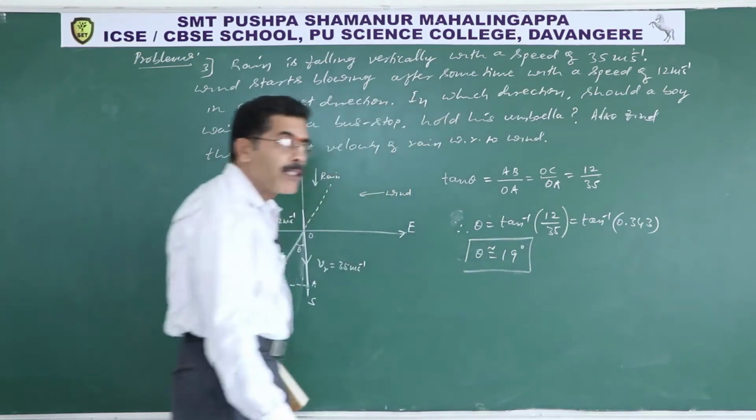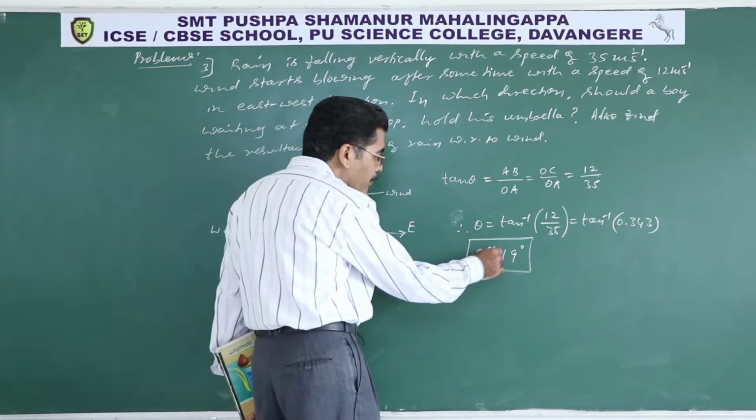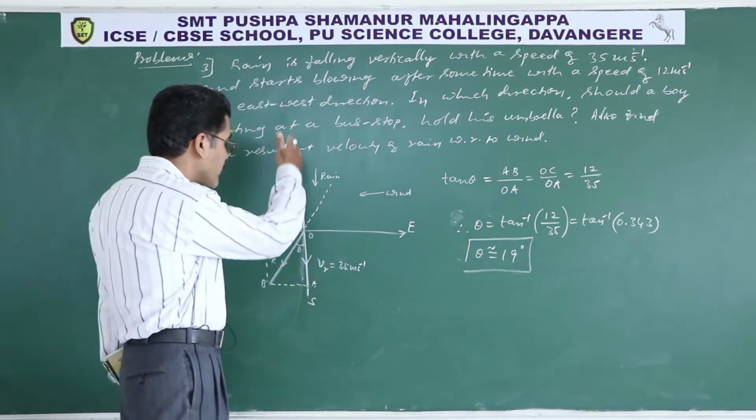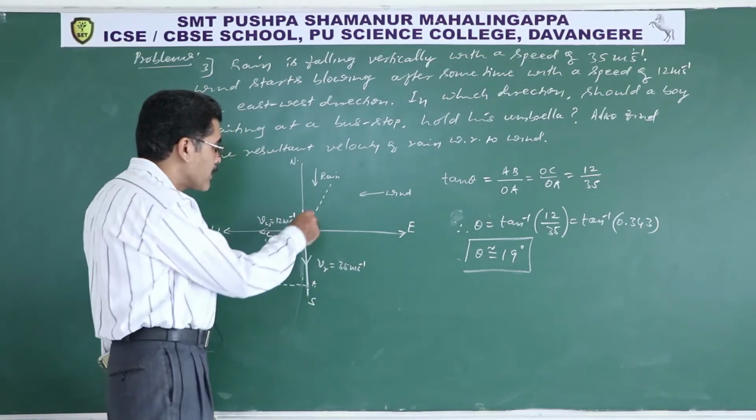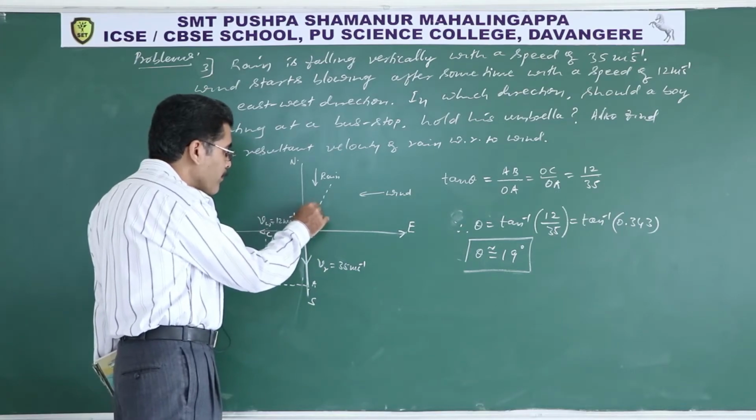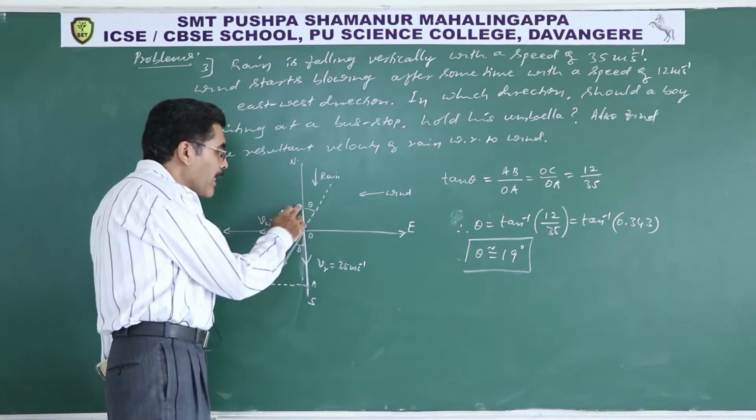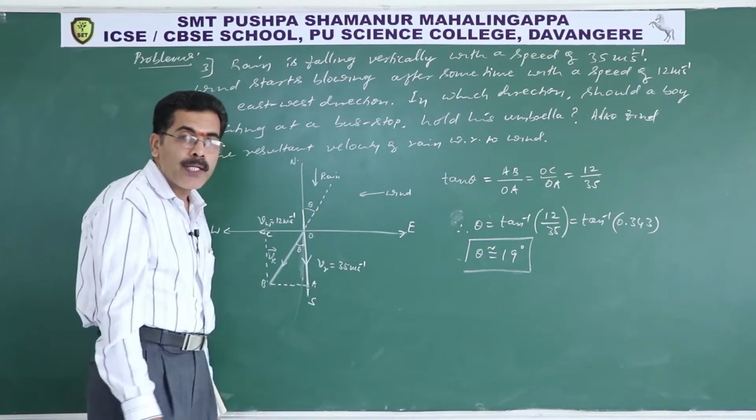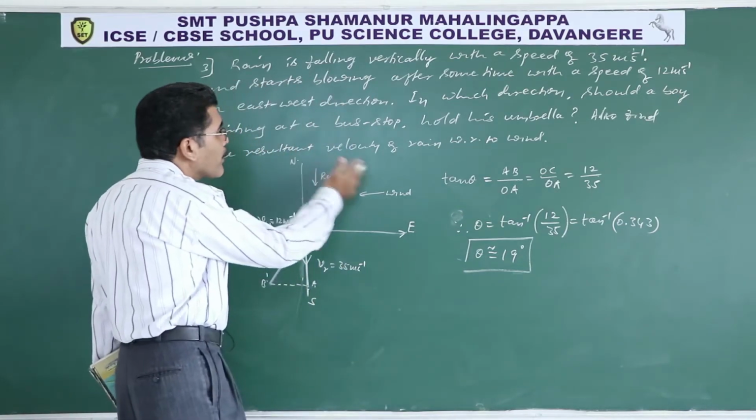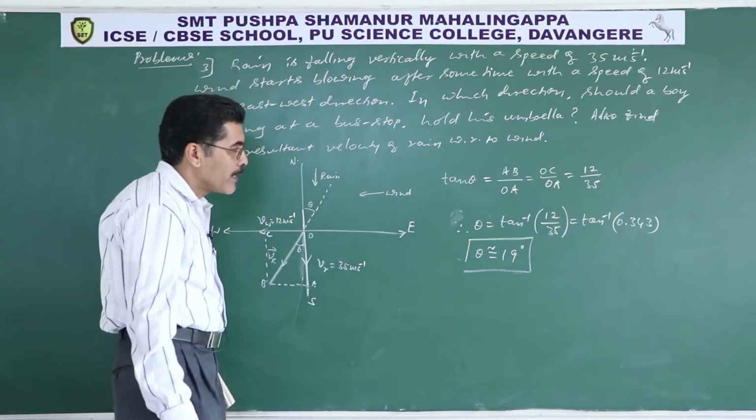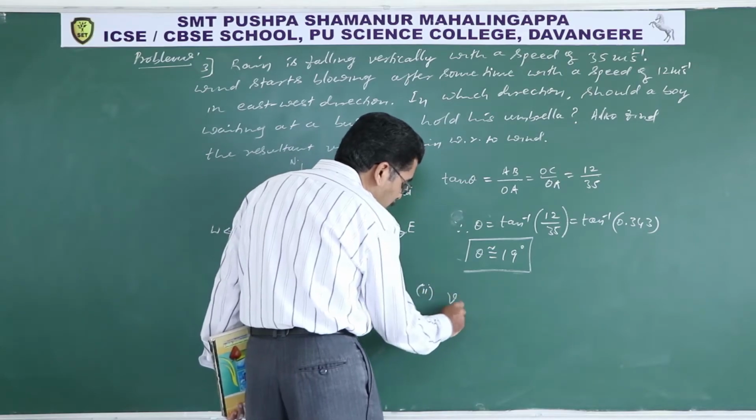Therefore, the boy should hold the umbrella making an angle of 19 degree with respect to the vertical, the north-south direction. If this is theta, this is also theta. Only then can he prevent himself from getting drained. And in the second part, they ask you to find the resultant velocity, VR resultant.